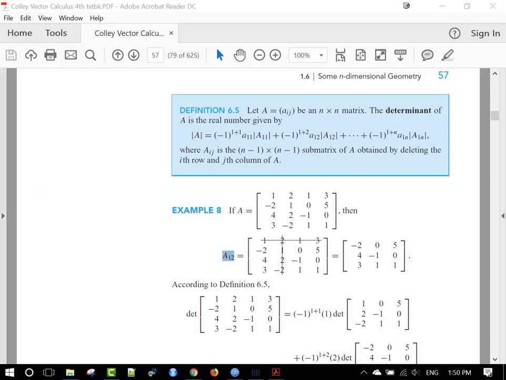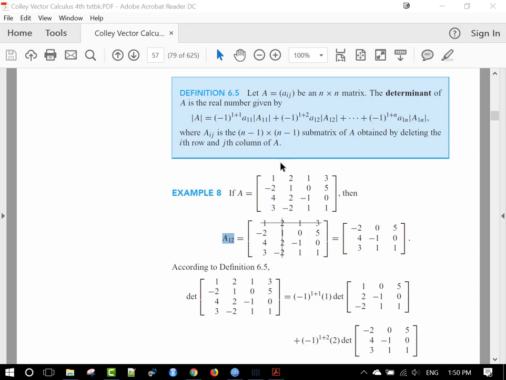Okay, that's what we mean here. So if I knock out the top row and the second column, then I'm left with negative 2, 0, 5, 4, this, which is this. Okay? So that's what we mean by A12. So what we're going to say, the determinant of the whole thing is, we're going to start with this item, knock out this and this, then we're going to have this matrix. Then we're going to do another one where we're going to work with this item, knock out this, and so on.